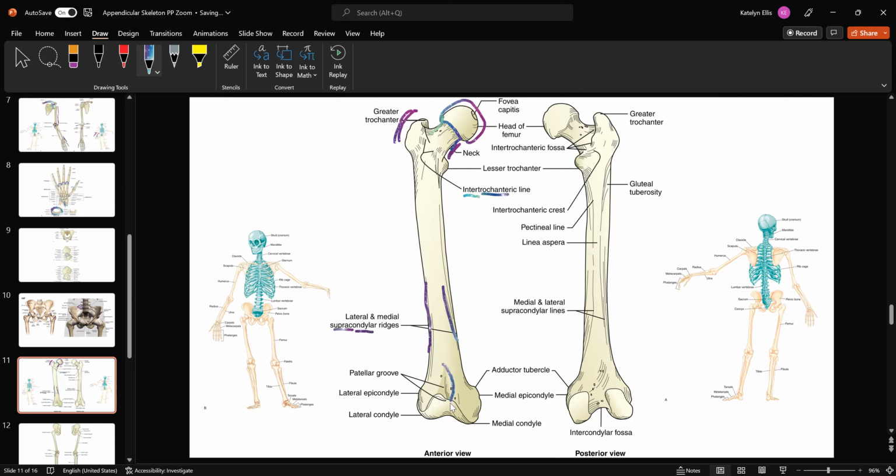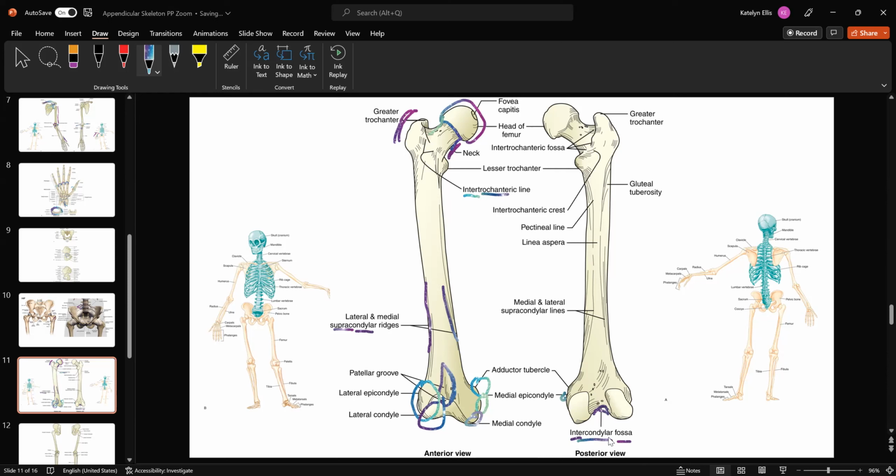This is your patellar groove right here, and we will discuss your patella in a minute. This is your lateral epicondyle, and this is your lateral condyle. These are your adductor tubercles, and these are your medial epicondyles and your medial condyles. This is your intercondylar fossa. Fossa, so it's an indention again. Inter, it's between. Condylar, the condyles, between the condyles, fossa.